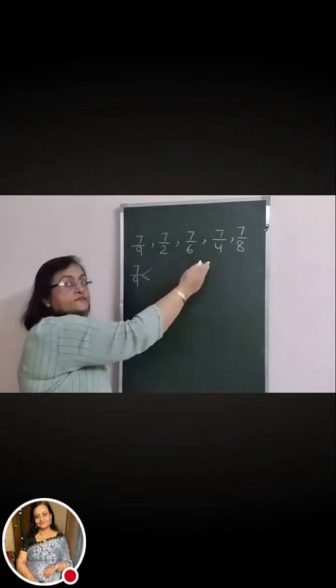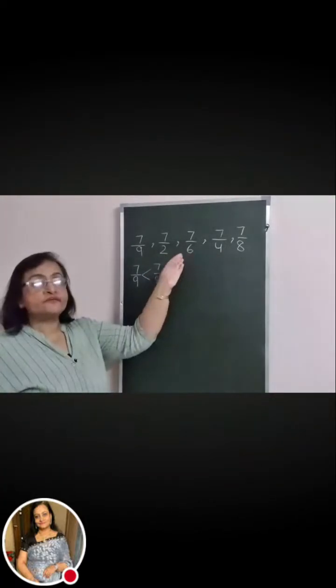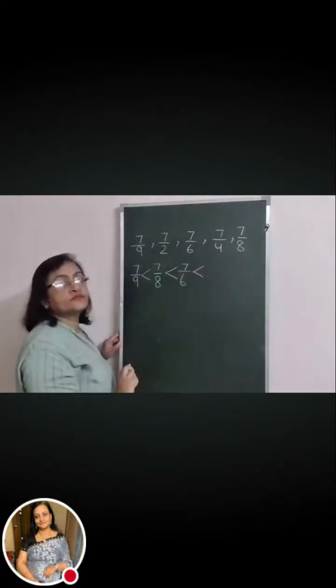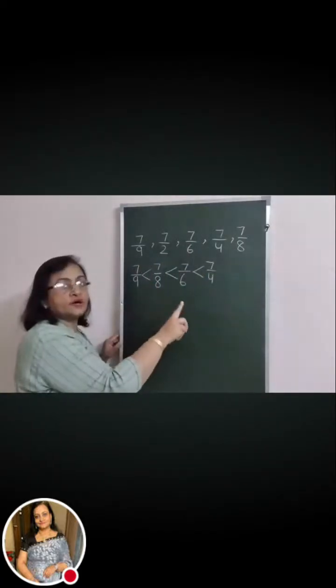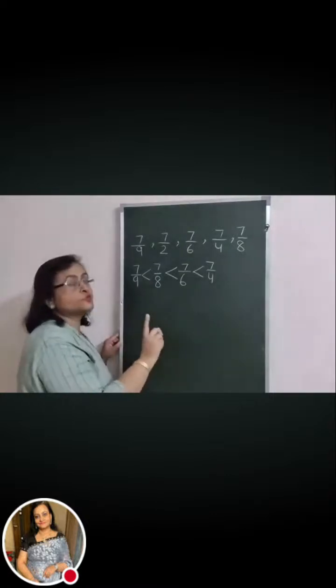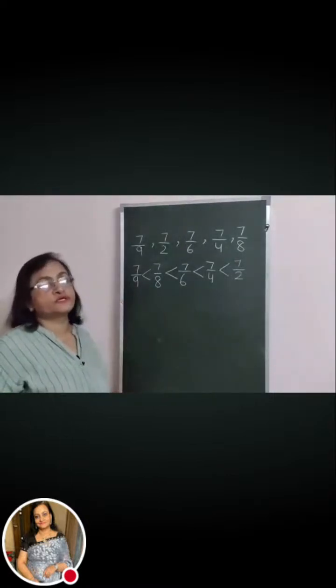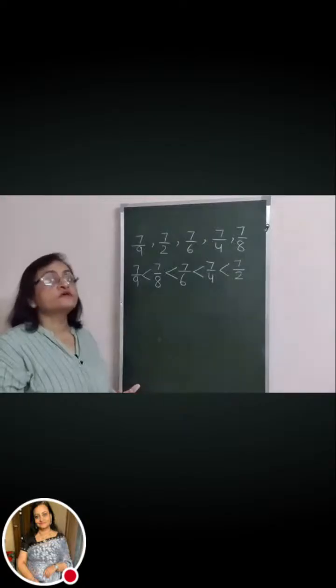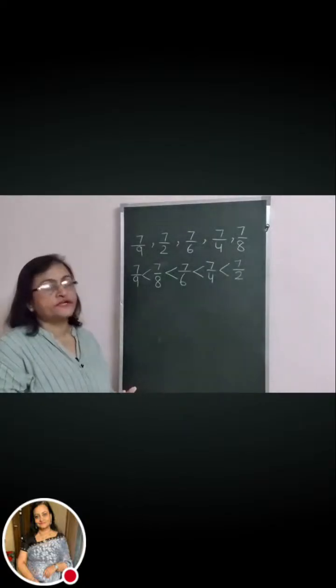Next is 7 by 8. Then we will take 7 by 6. Next will be 7 by 4. And the greatest among them is 7 by 2. This way we can easily compare the fractions when they have same numerators but different denominators.